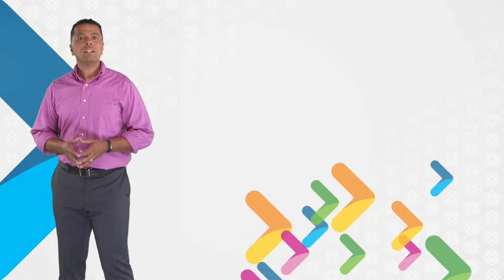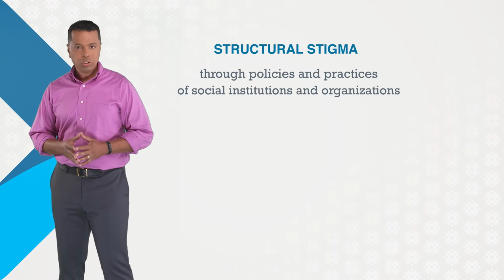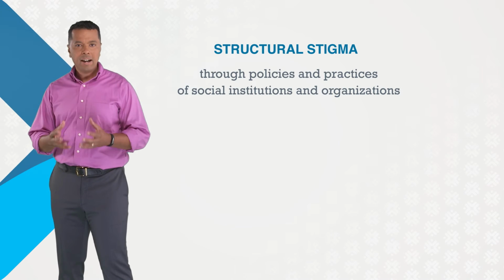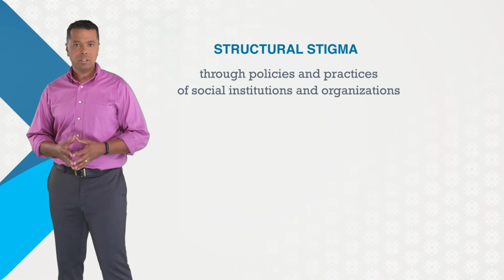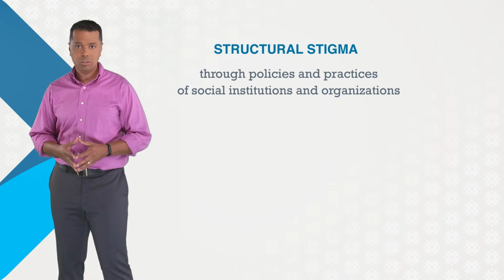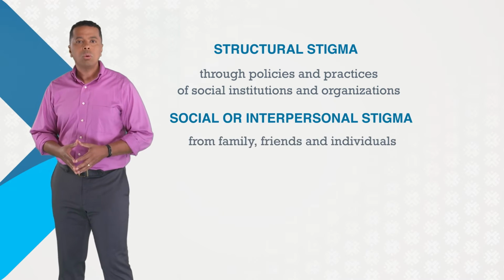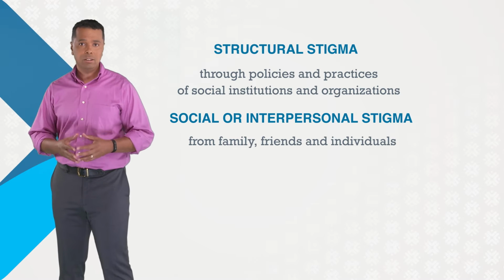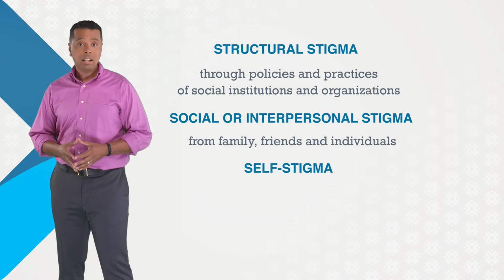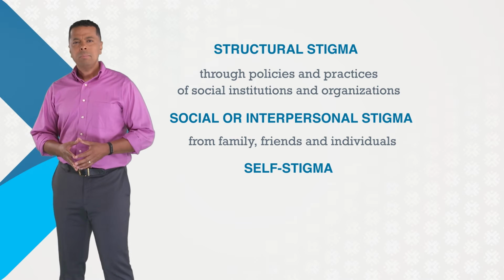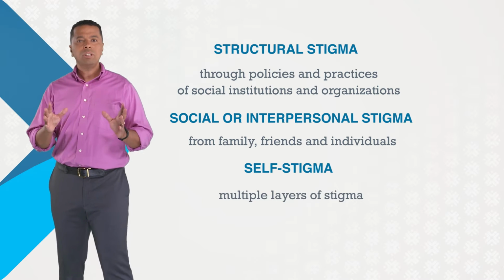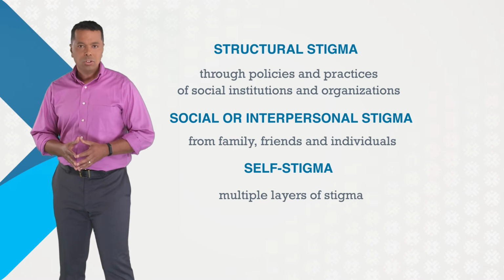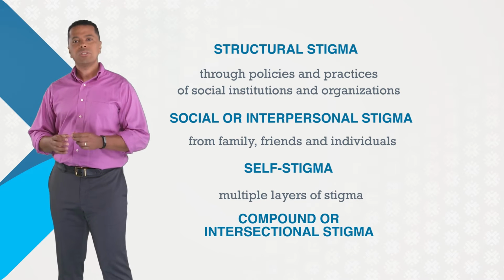Stigma is present and harmful at all levels of society. It occurs in three ways: structural stigma through policies and practices of social institutions and organizations, including universities and schools; social or interpersonal stigma from family, friends, and individuals; and self-stigma. People can also experience multiple layers of stigma. This is known as compound or intersectional stigma.